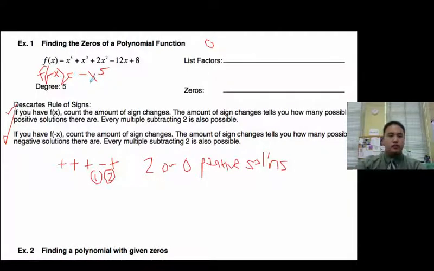Sorry, it's supposed to be f of negative x equals negative x to the fifth. This x to the third will now become negative x to the third. Here, see how it's x squared? So if I plug in a negative, it's still going to be positive. So this is going to stay plus 2x squared.